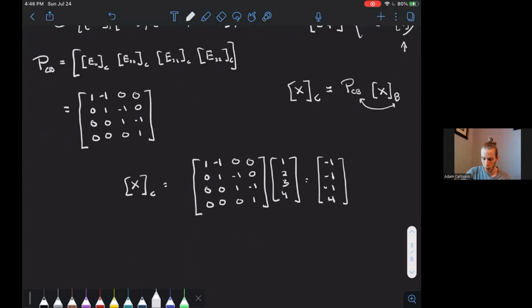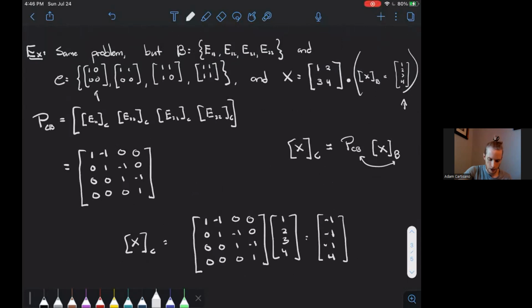-1, -1, -1, 4. You can verify that by doing -1 times this, plus -1 times this, plus -1 times this, plus 4 times that. You just ask, how many times are things being added and subtracted? The top left corner gets subtracted 3 times but added 4 times. The top right corner gets subtracted 2 times but added 4 times. The bottom left corner gets subtracted once and added 4 times. The bottom right corner doesn't get subtracted at all, but it does get added 4 times. That's how you build 1, 2, 3, 4.